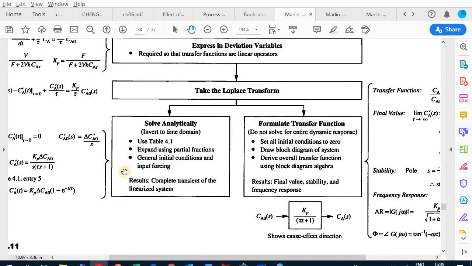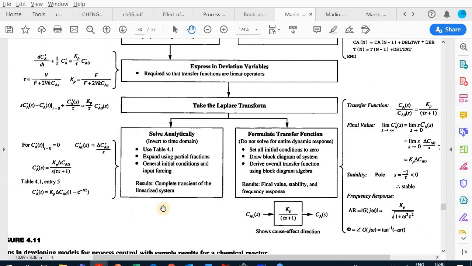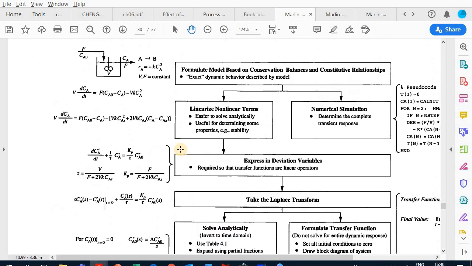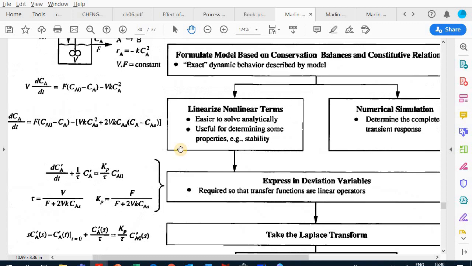And you also can take the Laplace transform and work on that analytically, just to make it easier, where we can use partial fractions, and of course we study the transient of the linearized system, even though we know that there is a little difference between what we may get in the linearized system and in the nonlinear system. Okay, so what else can you see here?